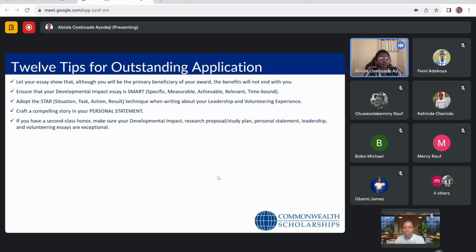And also, I think I've mentioned this. I don't think I've mentioned it. For those people that have a second class honor, I made mention of something the other time. I talked about there's like an unwritten rule for Commonwealth. It kind of favors first class students more, or people with outstanding academic record, like the people with 4 point something over 5 and 5 point something over 6.